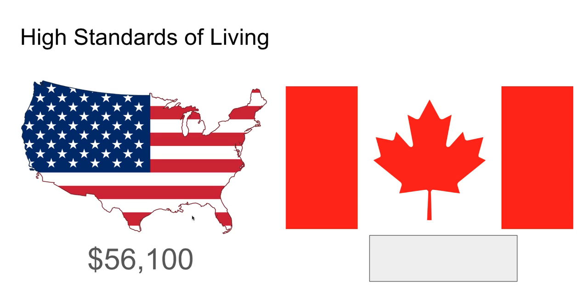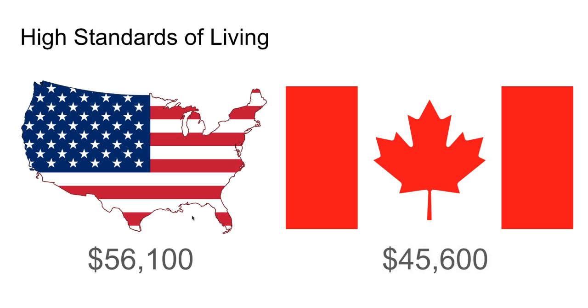Now, it does not mean that every American makes $56,000, but what it means is that if you take all the Americans' income, divide it by how many people there are, that's your number. And then look how close Canada is. Not too far behind, still very high, still very wealthy country at 45,600.